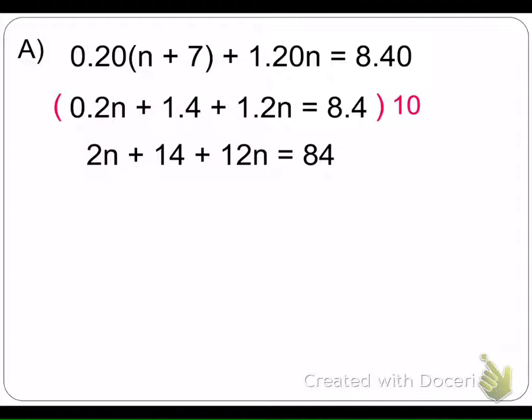All right, so we have some like terms. Once we move all the decimals, again multiplying by 10, you just do a jump and a jump and a jump and a jump. 2n plus 12n equals 14n, plus 14 equals 84.